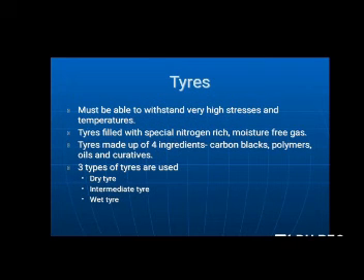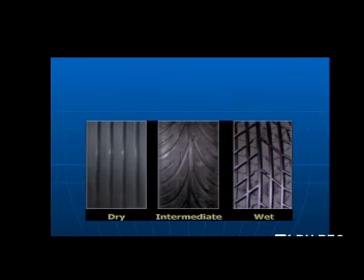Tires must be able to withstand very high stresses and temperatures. Tires are filled with special nitrogen-rich, moisture-free gas. A tire is made up of four ingredients: carbon blacks, polymers, oil, and curatives. Three types of tires are used: dry tire, intermediate tire, wet tire. You can see here the images of these three tire types: dry tire, intermediate tire, wet tire.